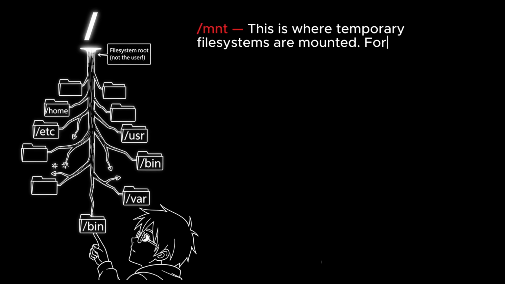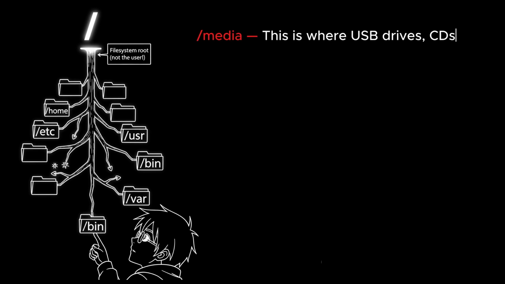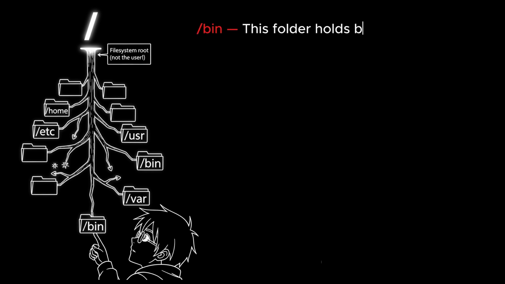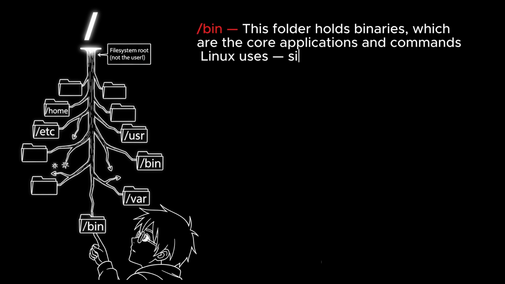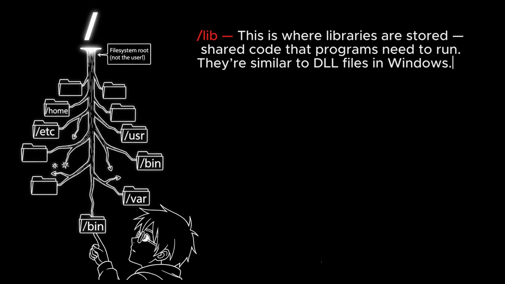Mnt. This is where temporary file systems are mounted. For example, if you attach another hard drive, Linux can mount it here. Media. This is where USB drives, CDs, or SD cards are usually mounted automatically. Bin. This folder holds binaries, which are the core applications and commands Linux uses, similar to .exe files in Windows. Lib. This is where libraries are stored. Shared code that programs need to run. They're similar to DLL files in Windows.